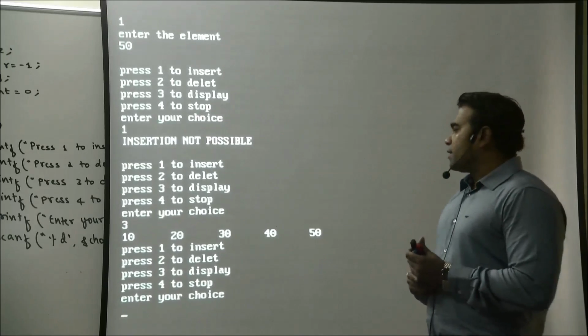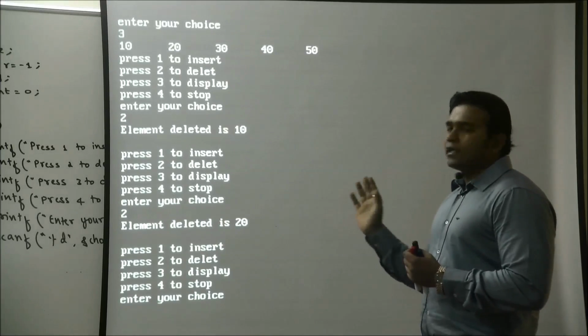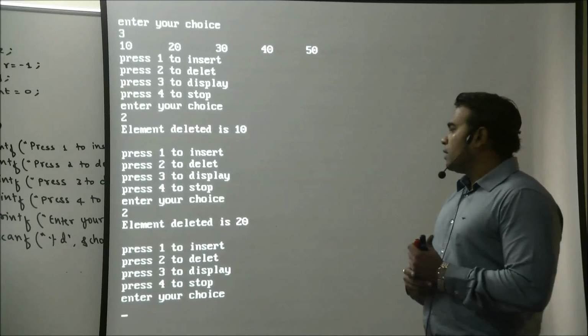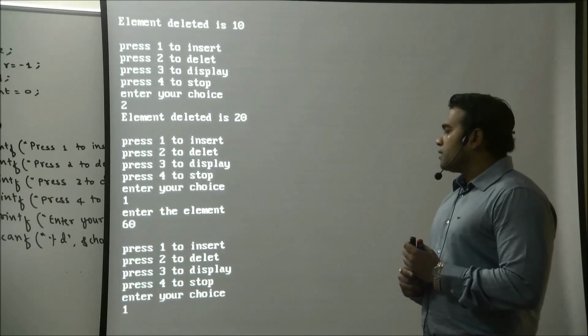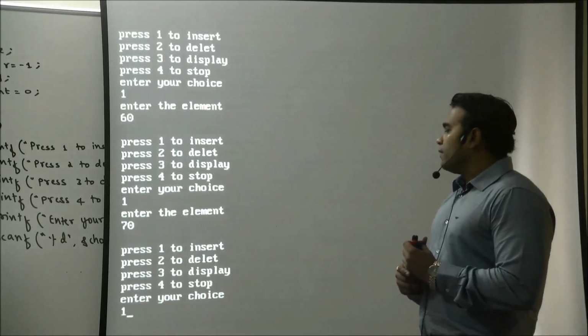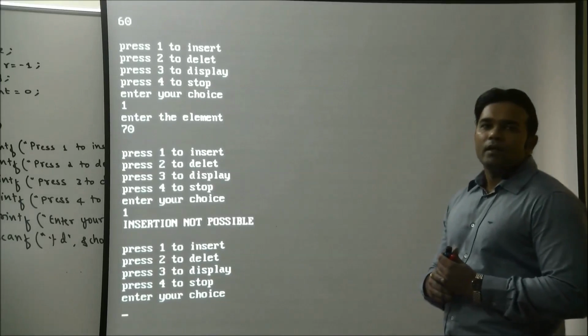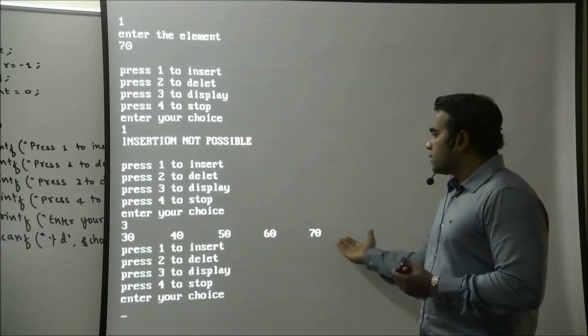Now I will delete it by telling 2, 10 gets deleted, again 2, 20 gets deleted. Now I will again insert by telling 1 and 60, again 1 and then 70. Again 1 if I will tell, it will tell no, insertion not possible. Now if I will display it, I would get it like this.